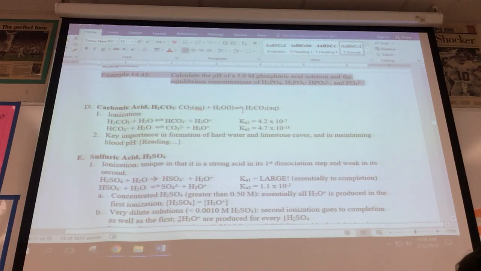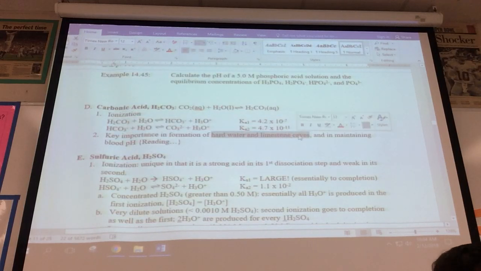Carbonic acid, for example, we know is made from carbon dioxide and water, and this acid can undergo 2 successive ionizations. It's very important in regard to hard water and limestone caves, and especially in regard to maintaining blood pH. For those of you who go on to AP Bio, you'll talk a little bit about maintaining blood pH. You don't want blood pH to fall too low because many reactions don't work in an acidic environment, and ultimately you would die because so many biochemical pathways wouldn't function properly.